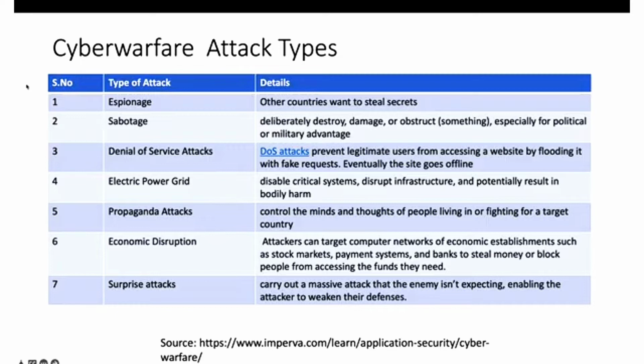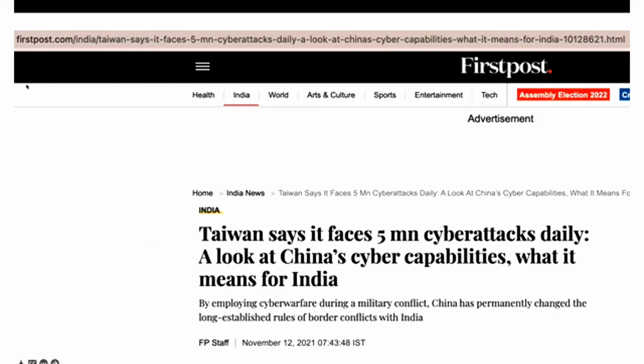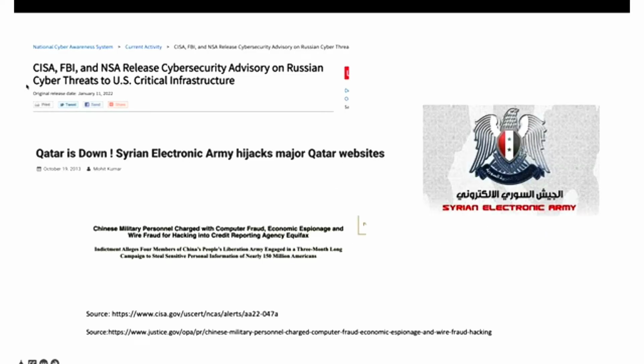Now, is it new? It's not. I've been in the industry for a long time, and I've been part of some of this. What I've realized is anywhere there is a geopolitical conflict, you will have such things happening in parallel. So Taiwan reported earlier last year that China attacks them constantly, and they see 5 million attacks every day. And China attacks India also. They attack a lot of countries, whoever they think can be a danger to them or their motives.